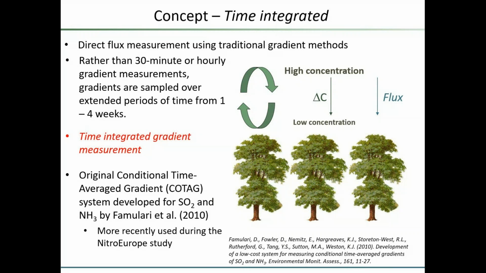And the system that we're going to talk to you about today is a variation on an original, what was coined a conditional time average gradient system, that was developed for sulfur dioxide and ammonia by Daniela Famulari and her colleagues at the Center for Ecology and Hydrology in Scotland. They developed the first system and really pursued this concept. And then what we're going to talk about today is a system that we're working with here that's based on that original design, but with some modifications.